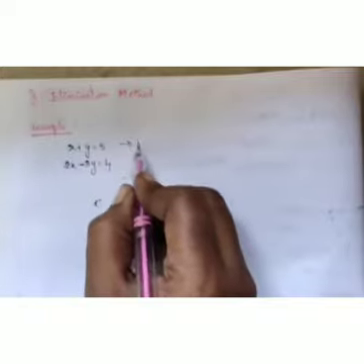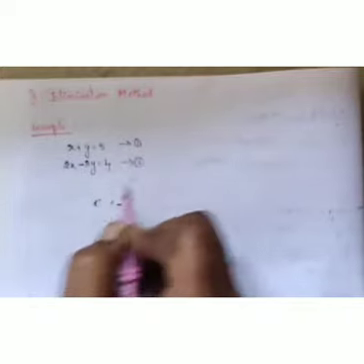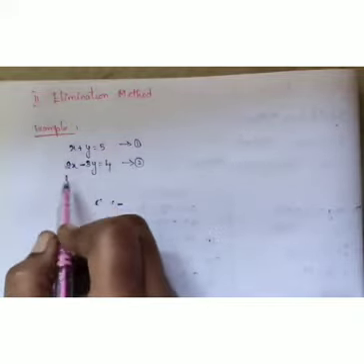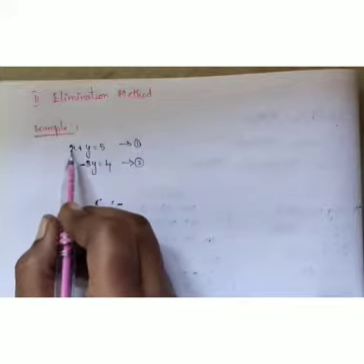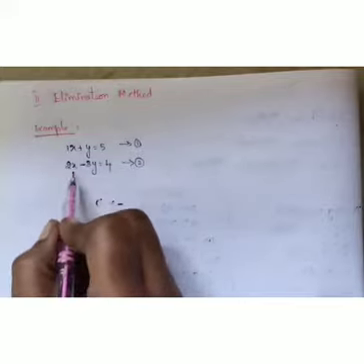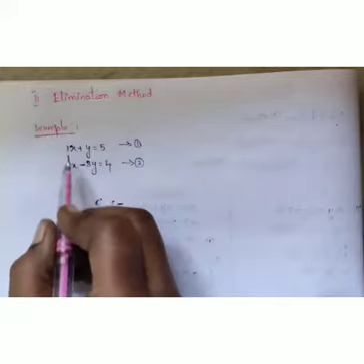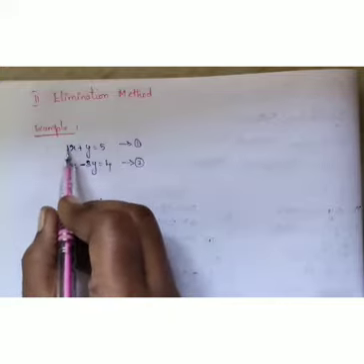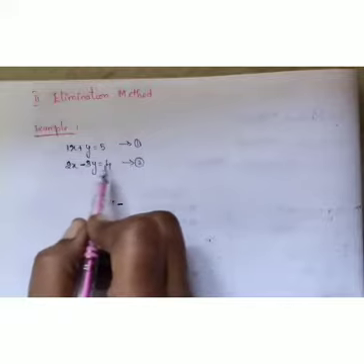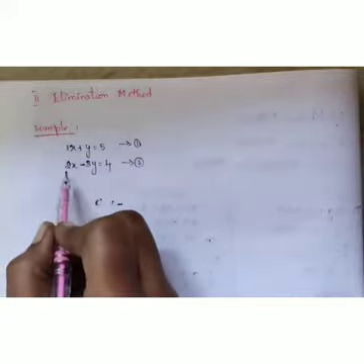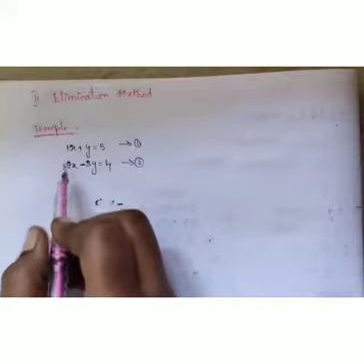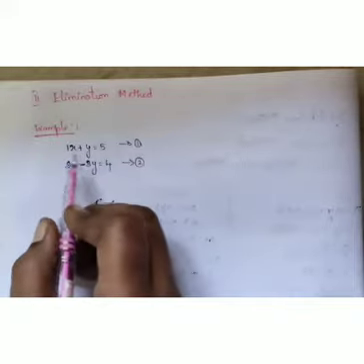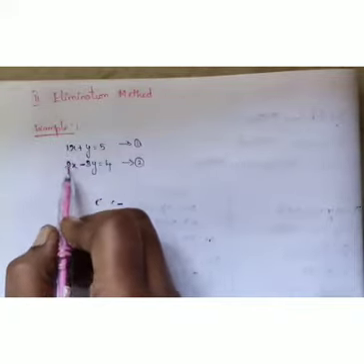Now, this is my first equation and this is my second equation. First let us try to eliminate the x value. To eliminate x, the first equation has the coefficient 1 and the second equation has the x coefficient 2. These two are not the same. So what we have to do here is take the coefficient of the second equation and multiply the first equation throughout with it, and similarly take the coefficient in the first equation and multiply the second one throughout. First equation is 1 and second equation is 2.